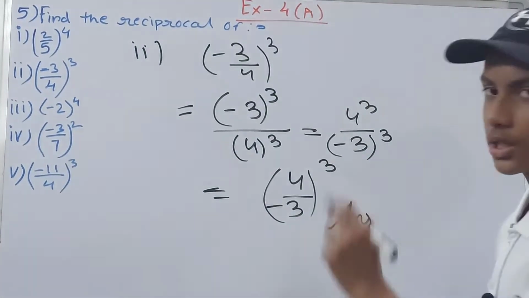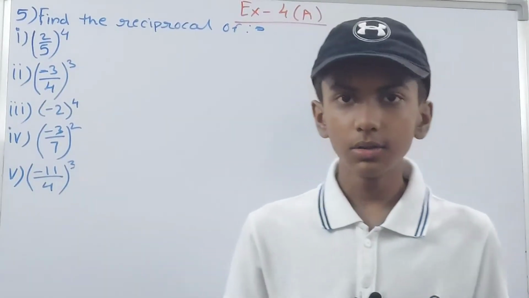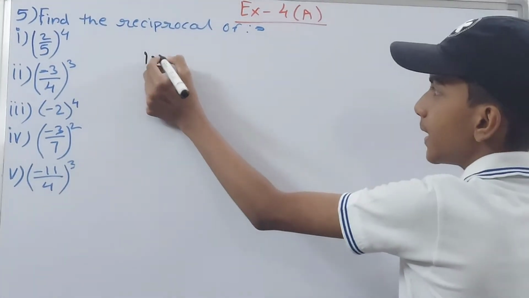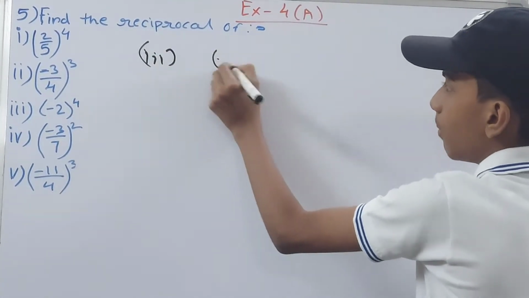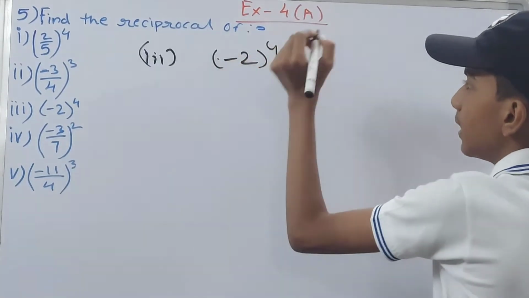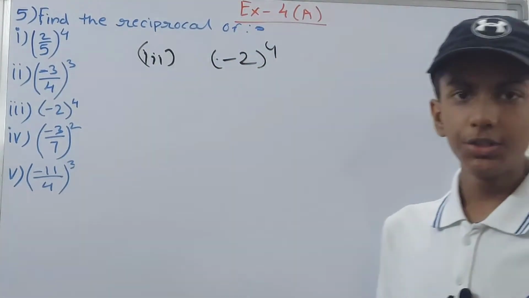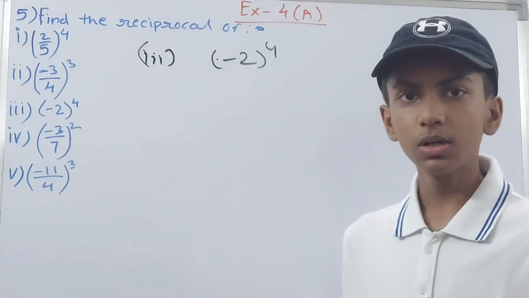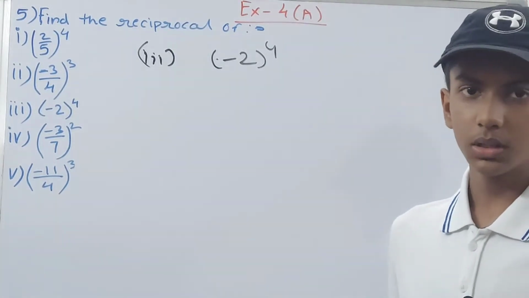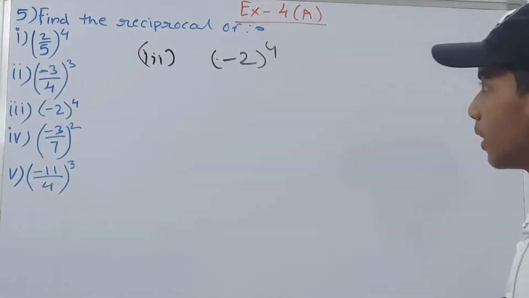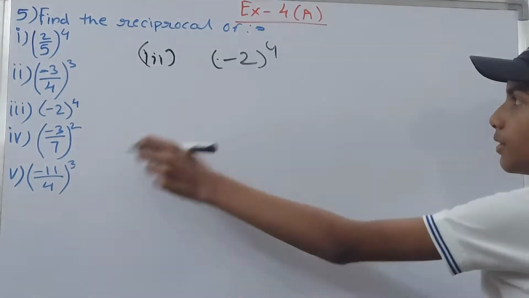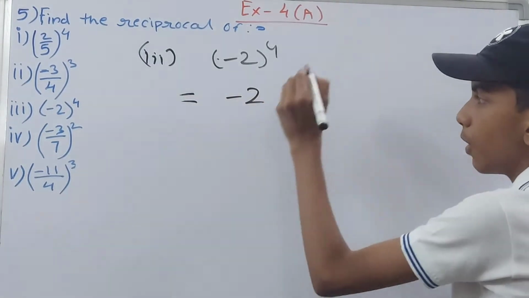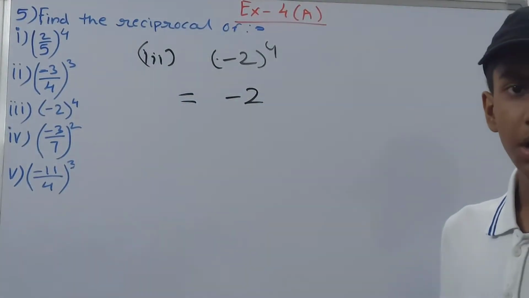Now let's move on to the next part, the third part. It says minus 2 to the power 4. Again here we have just an integer, so we will convert this into a rational number, because all integers are rational numbers. We do that by adding a denominator. And what will that denominator be?